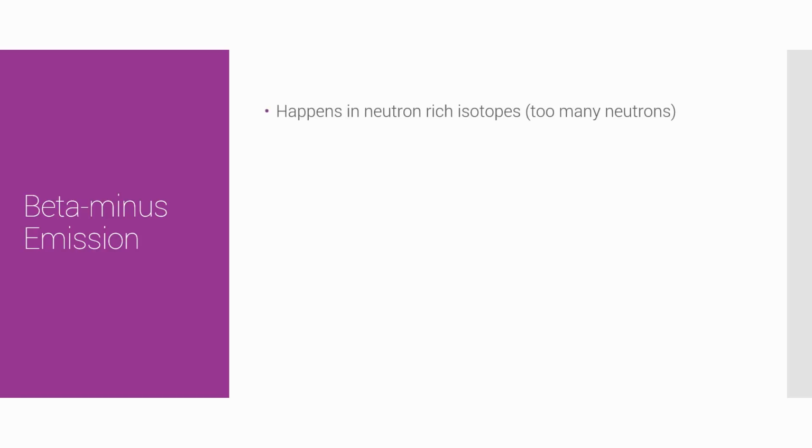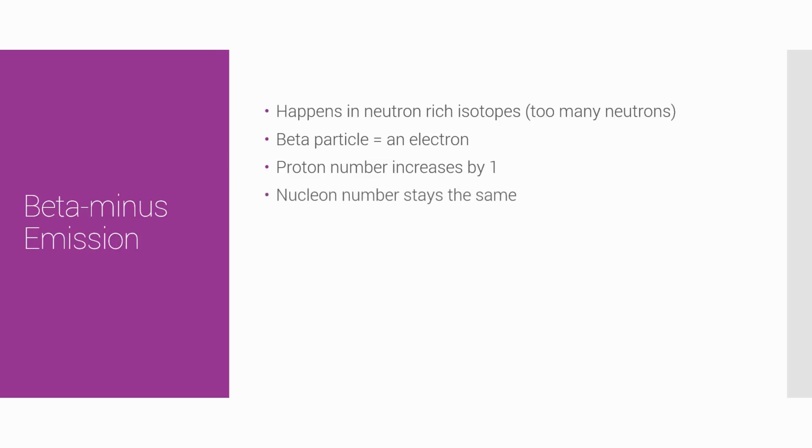Basically, it happens in neutron-rich isotopes. So, unlike alpha emission, instead of too many protons, this is too many neutrons. A beta particle is basically just an electron. Basically, it's the emission of an electron from the nucleus along with an electron antineutrino. Yes, a bit of a mouthful, but give me a minute. Which is released in order to conserve energy and momentum. When a nucleus ejects a beta particle, one of the neutrons in the nucleus is changed into a proton. And so the proton number as a result increases by 1, and the nucleon number stays the same.